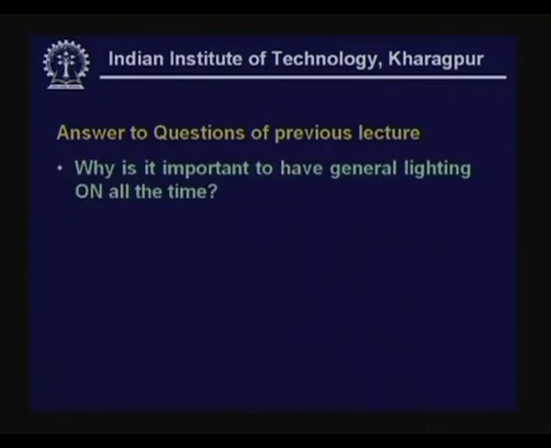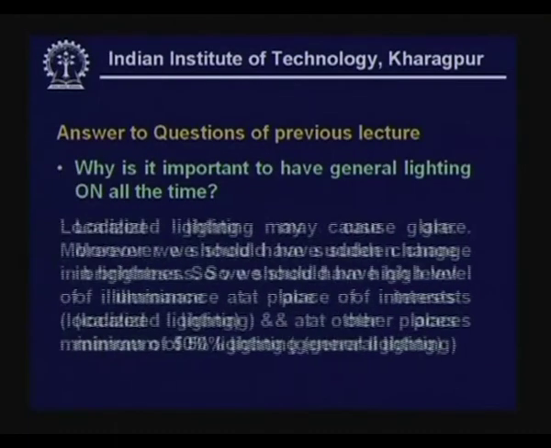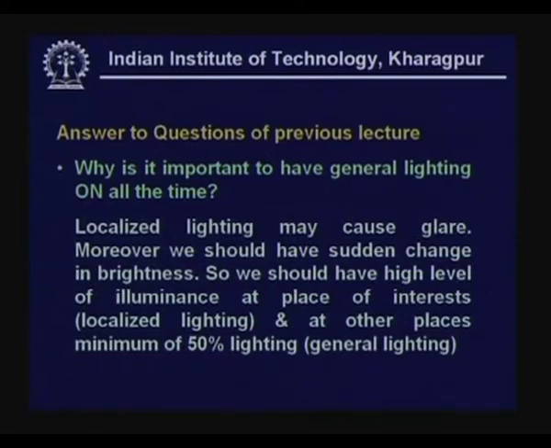Why is it important to have general lighting on all the time? Localized lighting may cause glare. Moreover, we may have sudden change in brightness. So, we should have a high level of illuminance at the place of interest, and in other places a minimum of 50% general lighting.